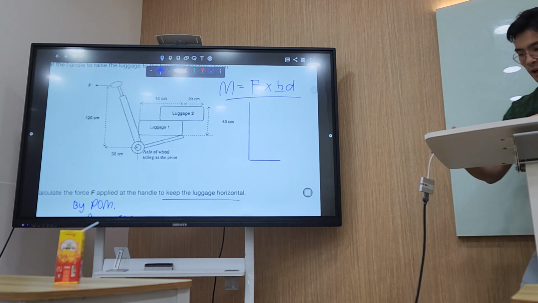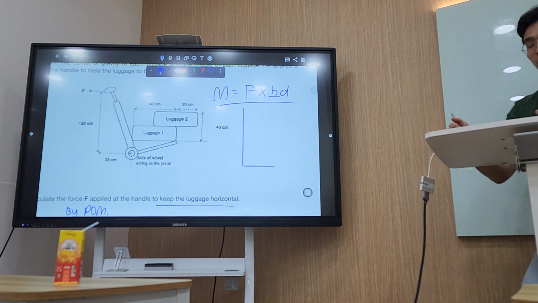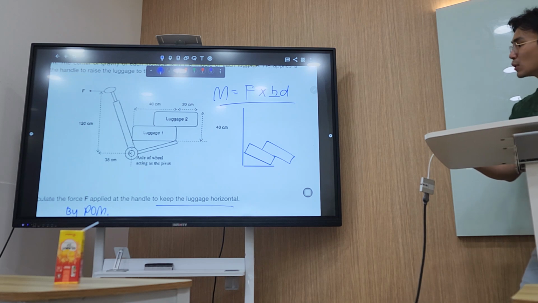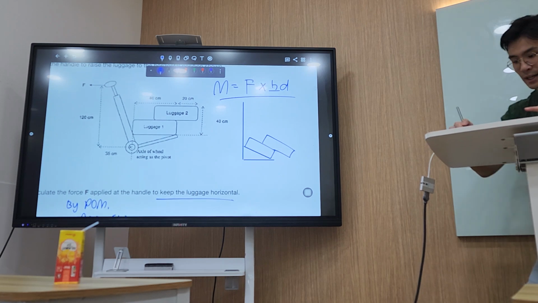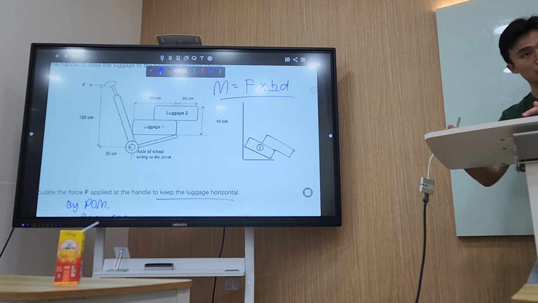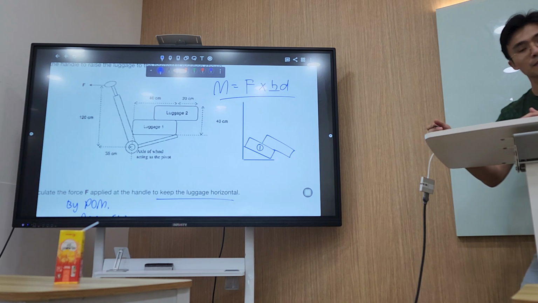If he is upright without my force, your luggage 1 is going to be like this. I'm just going to draw a rectangle, and then I'm going to draw another rectangle over here. Can you guys see very obviously that number 1 stays on the trolley, but number 2 will fly off? Why does number 2 fly off? It's like a clockwise movement.